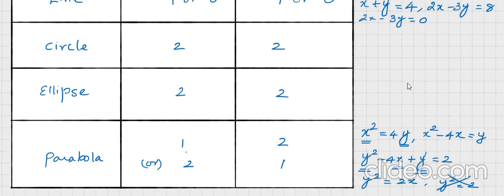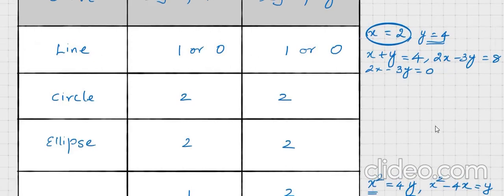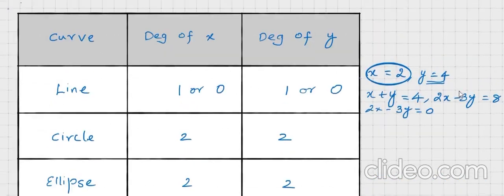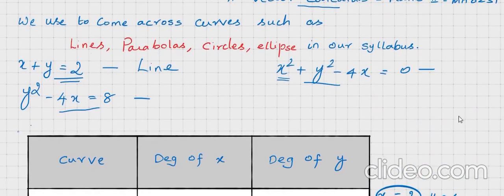So we will see the previous ones. In those above examples, this one, will it represent a parabola? No. Why? Because here the degree of x is 2 as well as the degree of y is also 2. So it does not represent a parabola. Okay. Is it clear? Now come to this.